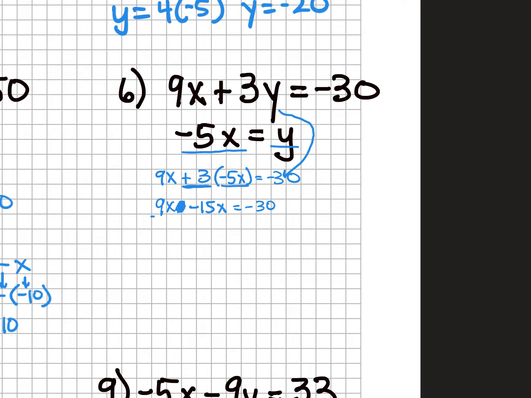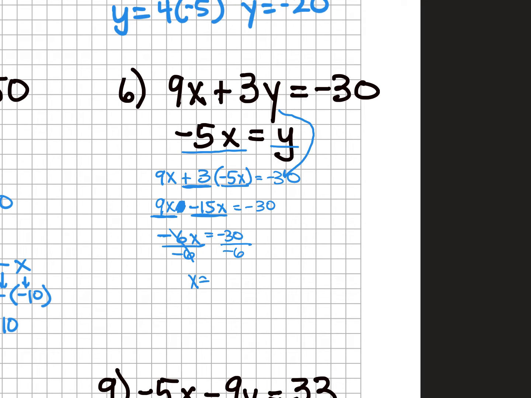So I have 9 people fighting for the positive x team, 15 people fighting for the negative team. So that means the negative team is going to win by 6 people. So negative 6x equals negative 30. Divide by negative 6.